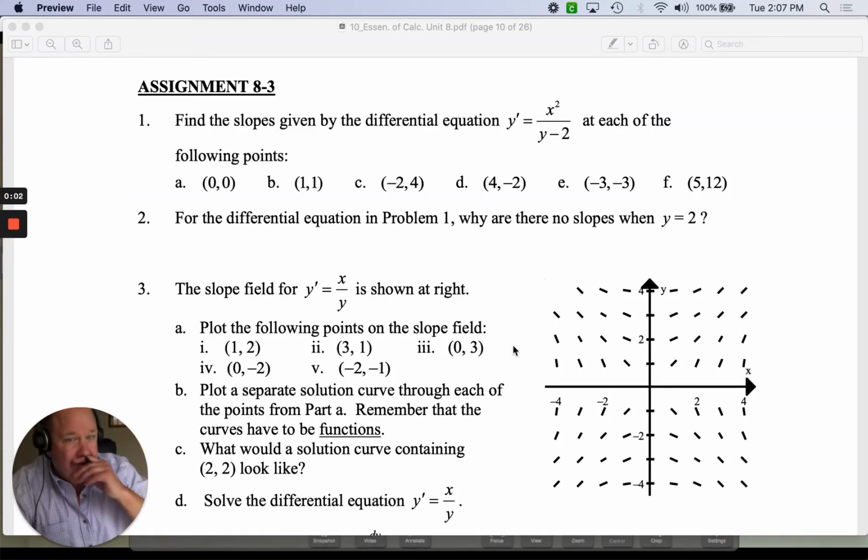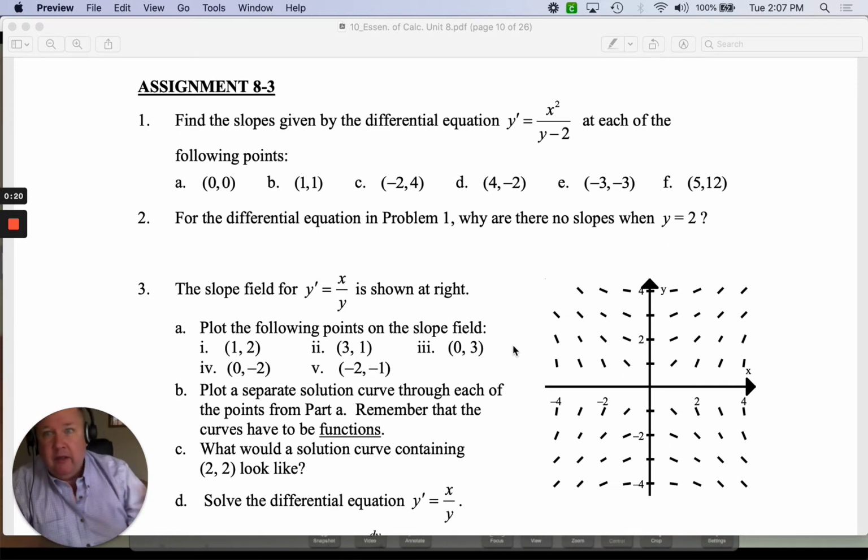Assignment 8.3, slope fields. It's something completely new, right? So we're going to practice it. You're going to press pause. You're not going to give up. Try our best, right? We're going to do a bunch of mini slopes that, when you connect them together, make a function, a graph or something. We're going to go one step at a time.